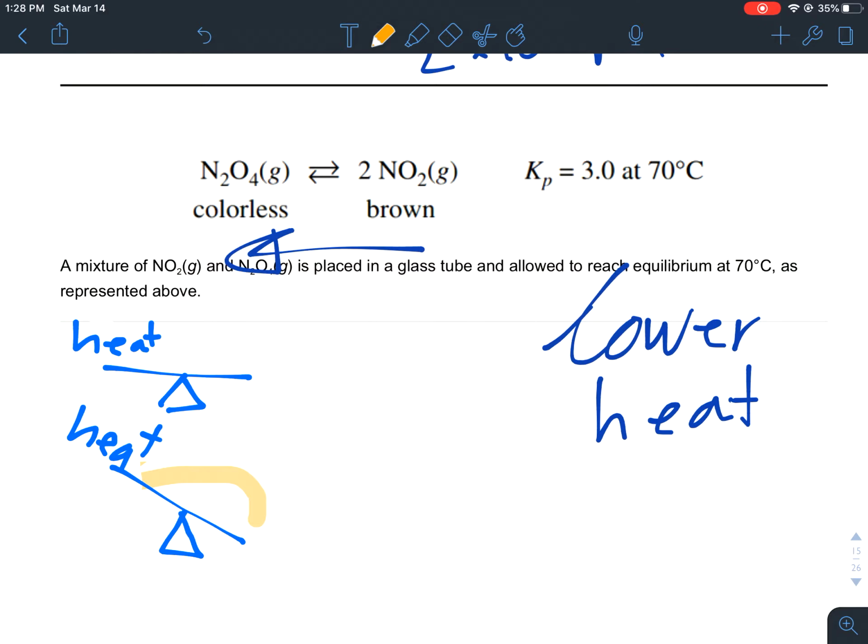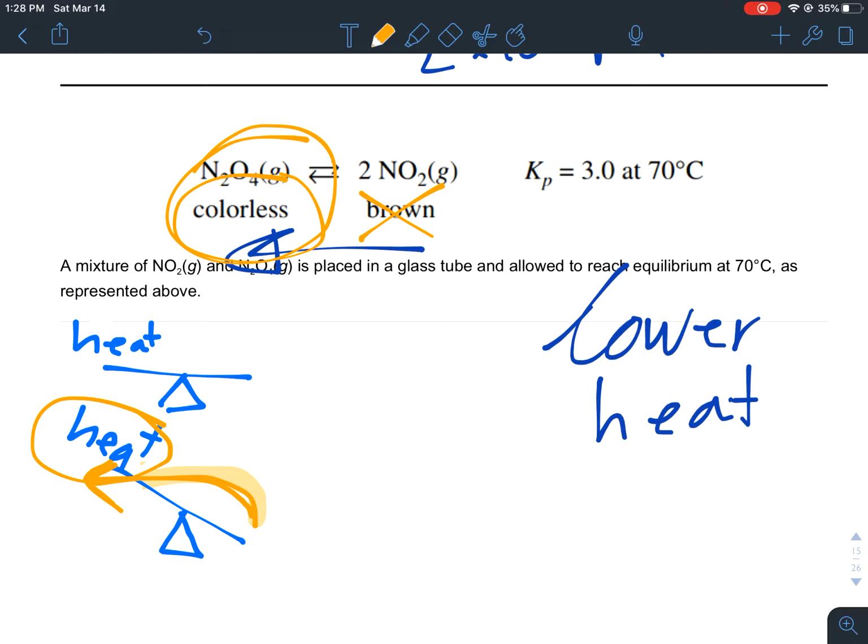It would have to produce more reactant. All right, so if you lower the heat on an endothermic reaction, it will create more reactant. And that's what we're trying to do, because if we create more reactant, it becomes lighter in color. It becomes more colorless, less brown. So the correct answer is B. The forward reaction is endothermic. Heat was a reactant, not a product.